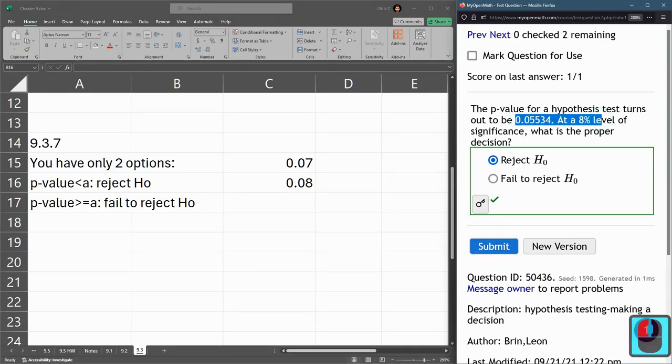You're comparing these two numbers. Just make sure you turn the percentage into a decimal and use this chart right here.